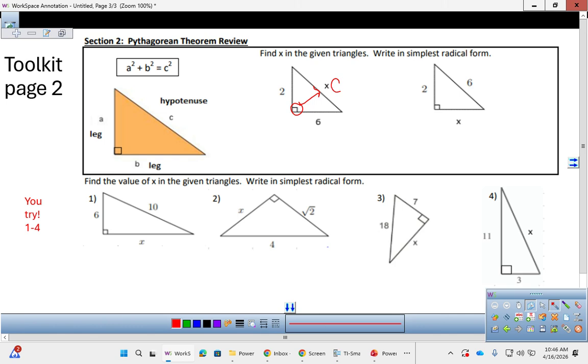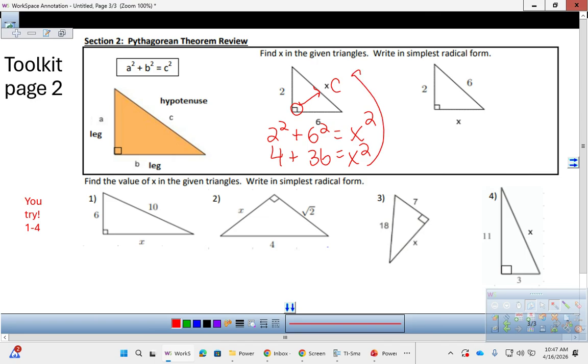It doesn't matter which one you pick for A and B. C is the one that matters. So opposite of that 90-degree angle box. So if I wanted to solve for x here, I would do a squared plus b squared equals c squared. Or in this case, that's x. So I'll put x. All right, and then we're going to do 2 squared, 6 squared equals x squared. Well, 4 plus 36 is 40.